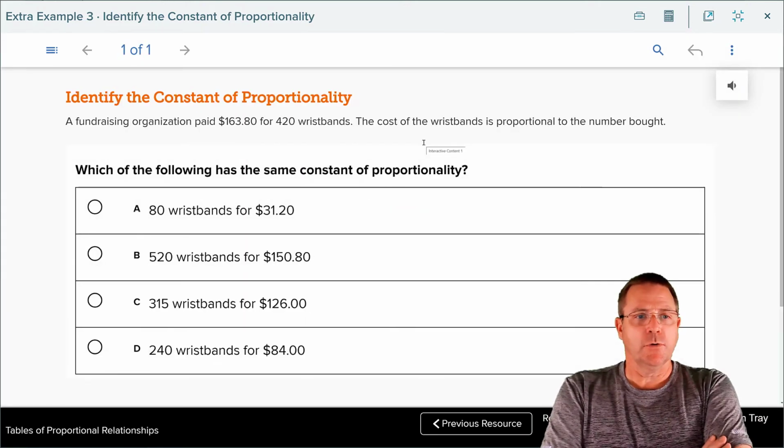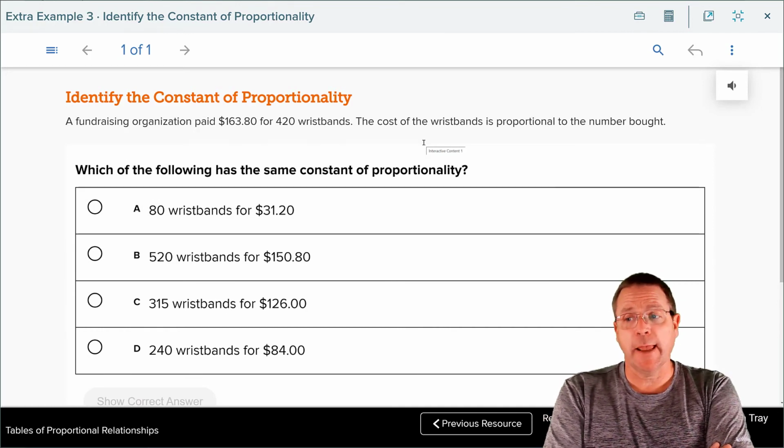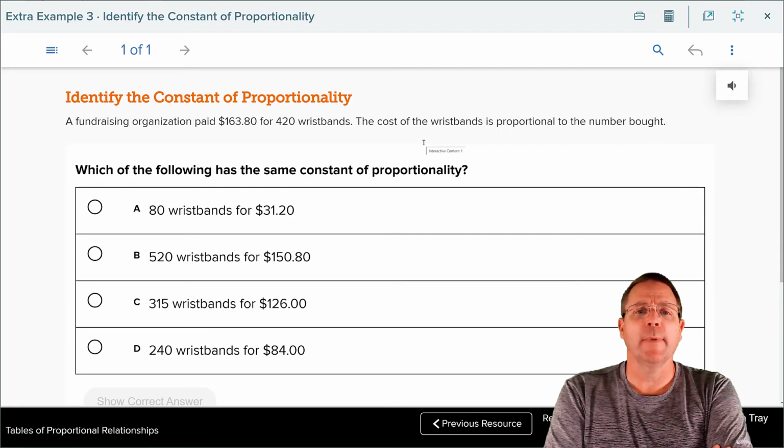Now it's going to be your turn to solve a problem. Pause the recording, read what it says, answer the question, and check your answer. I'll come back and show you what I got.